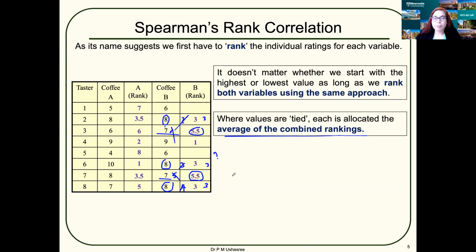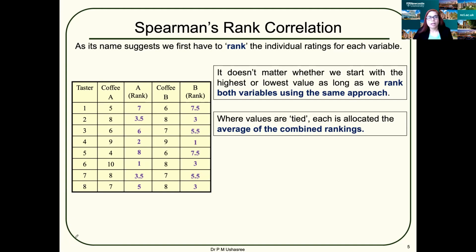The next will be 6. So it's going to be 7, 7, and 8. So you do the same way, 7 and 8, and then take the average. So that's how you arrange the order of the rank from the highest value to the lowest value.